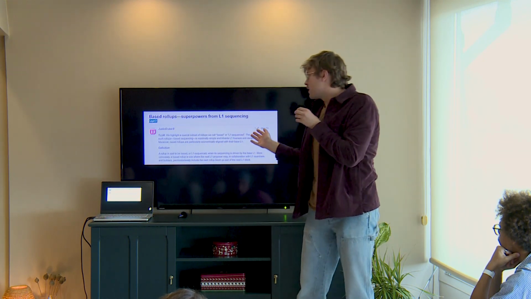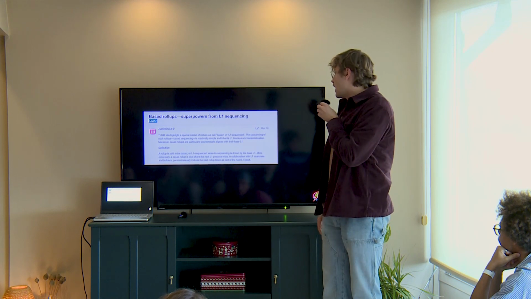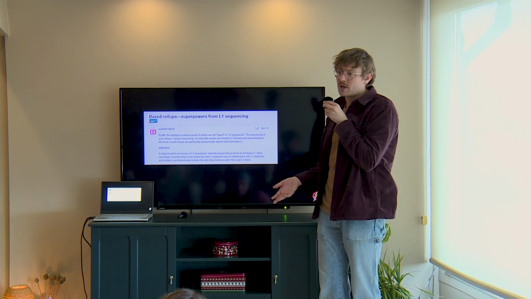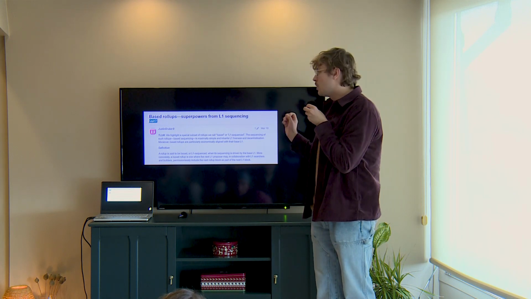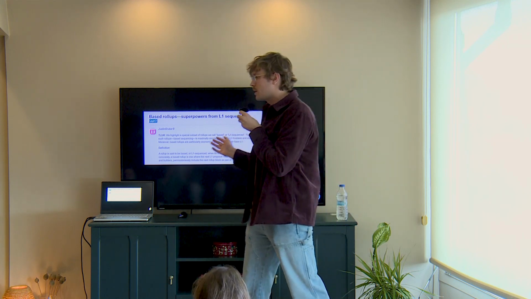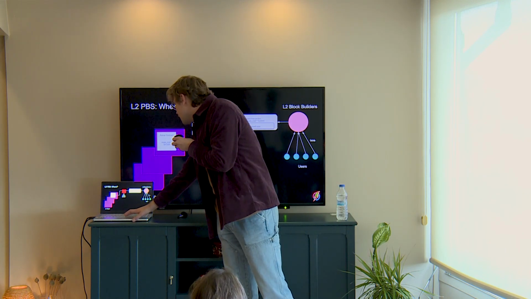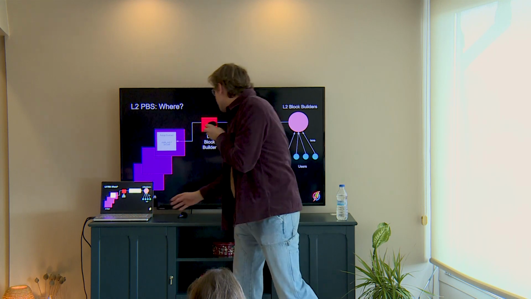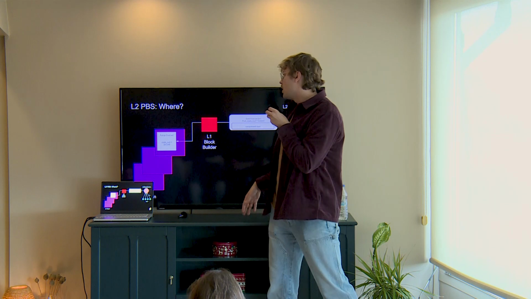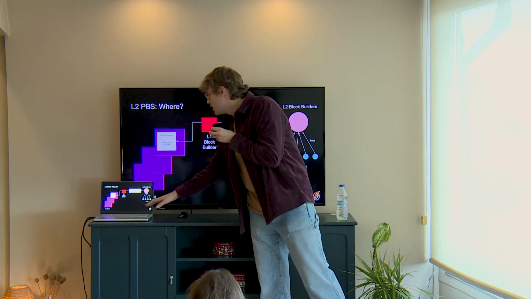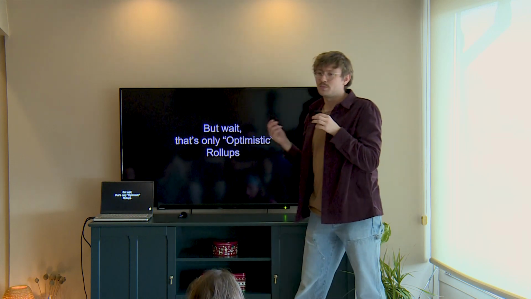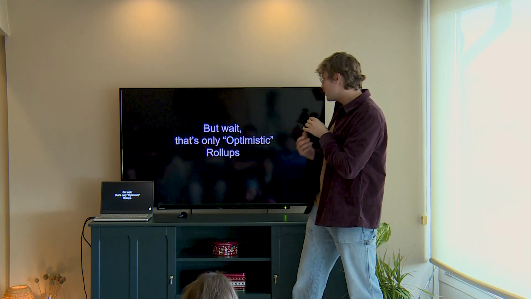And then there's also this other thing called a based rollup, or L1 sequenced. Instead of the sequencer being the only party that's allowed to write, a bunch of people try and write to the chain, and whatever ends up on chain becomes the canonical rollup block. So in that world, it looks more like you have a bunch of L2 block builders that are trying to post to L1 through an L1 block builder. So block builders on block builders. But wait, that's only optimistic rollups.